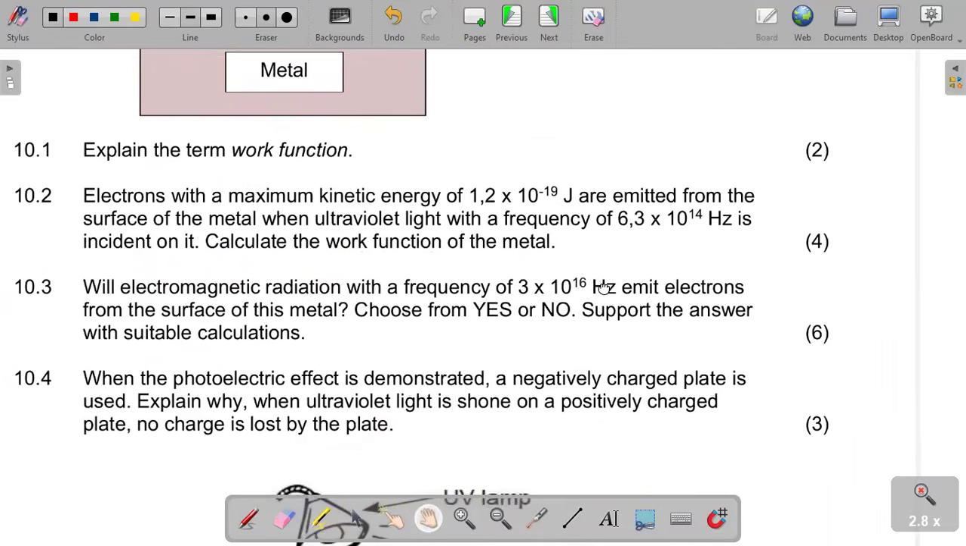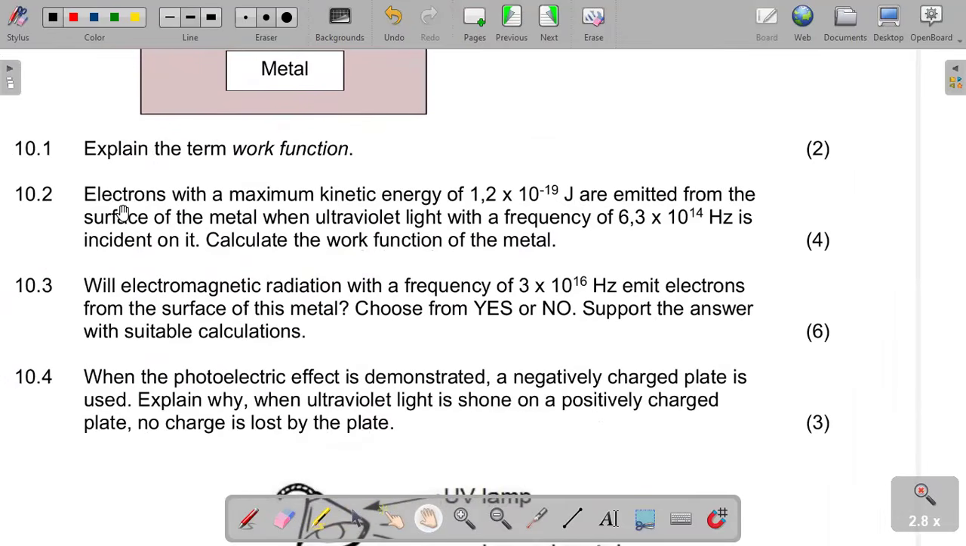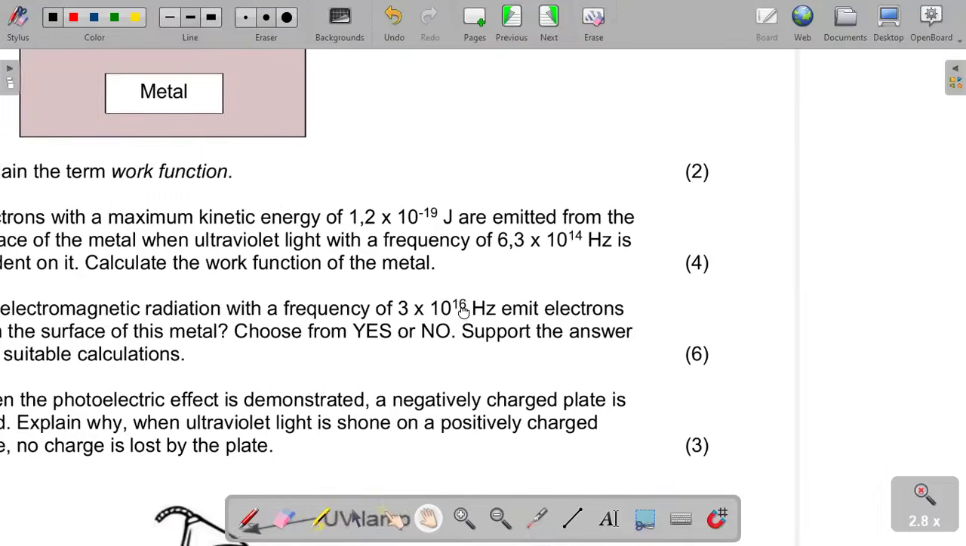And 10.2: electrons with a maximum kinetic energy of 1.2 multiplied by 10 to the negative 19 joules are emitted from the surface of the metal when ultraviolet light with a frequency of 6.3 multiplied by 10 to the 14 is incident on it. Calculate the work function. They gave us the frequency, and they gave us the maximum kinetic energy.